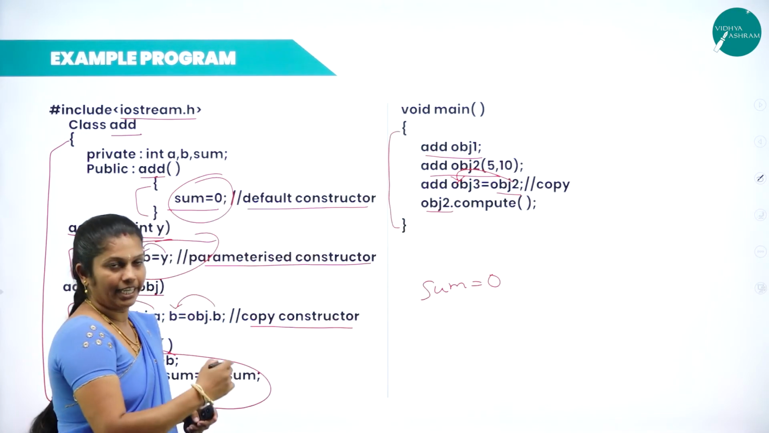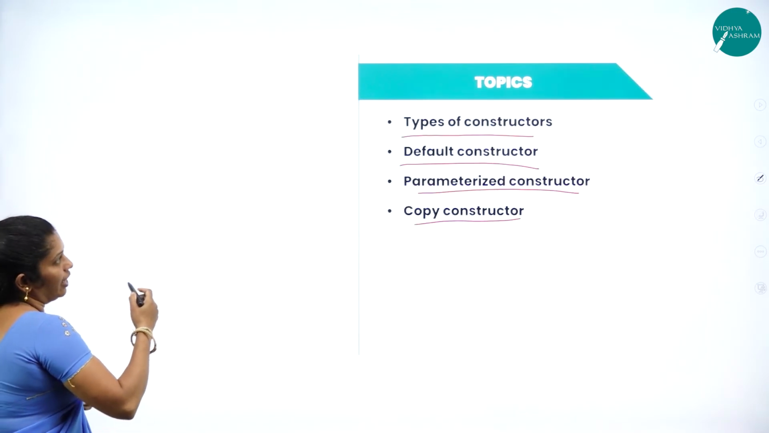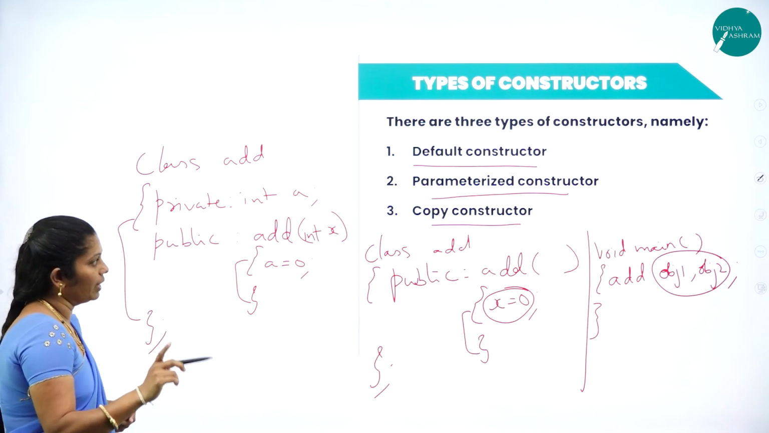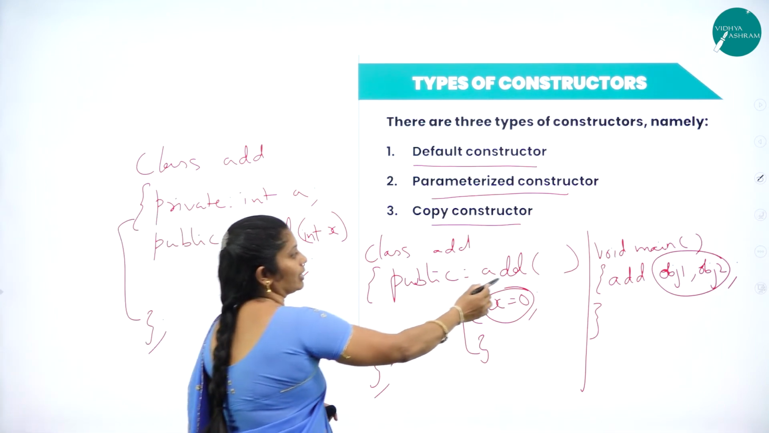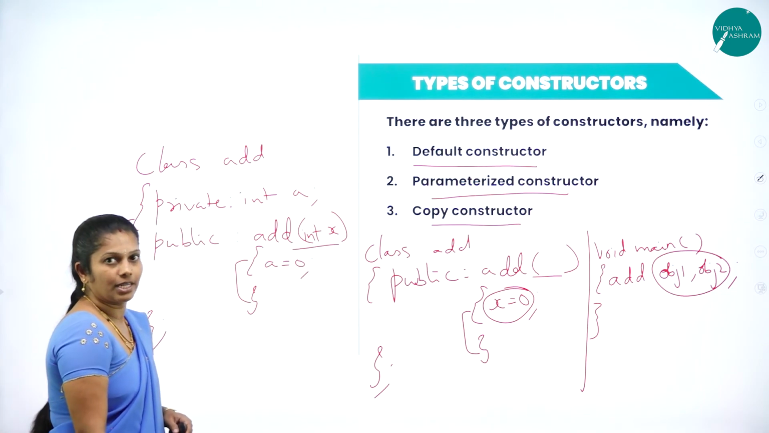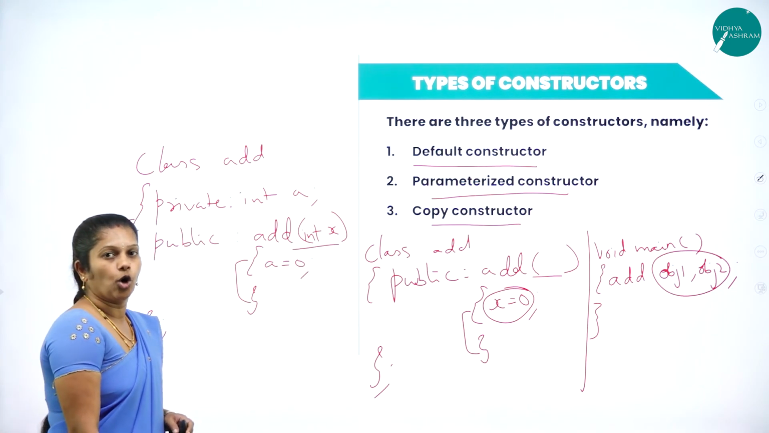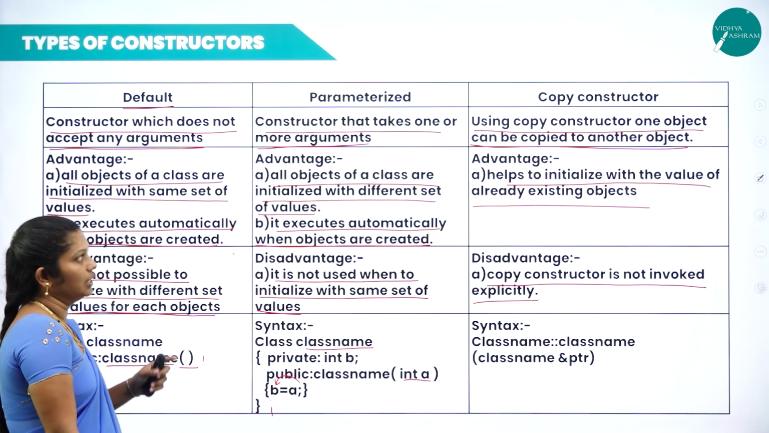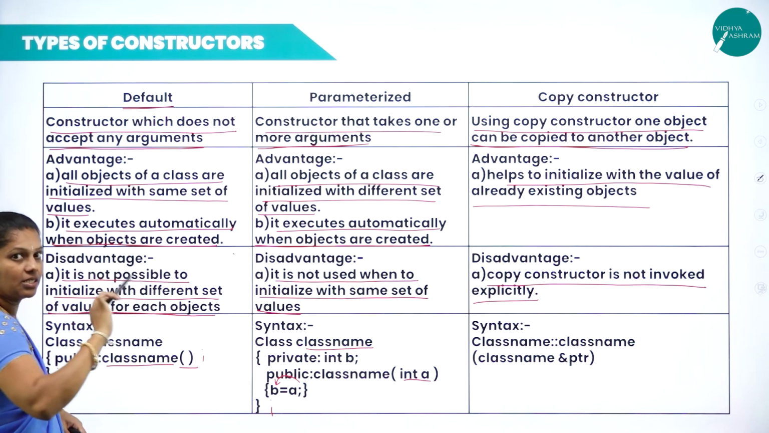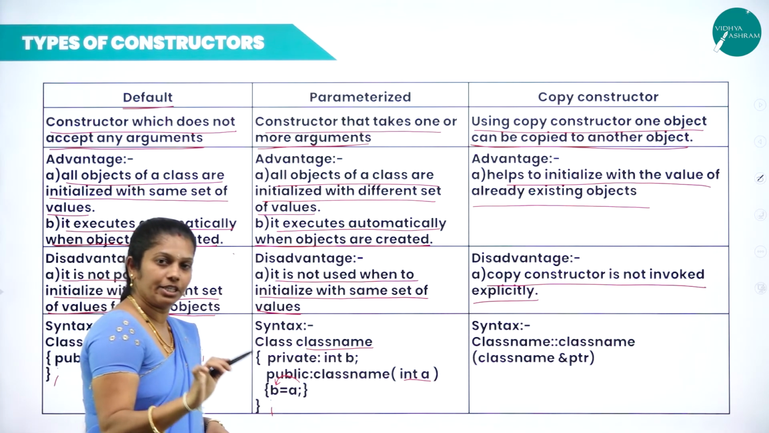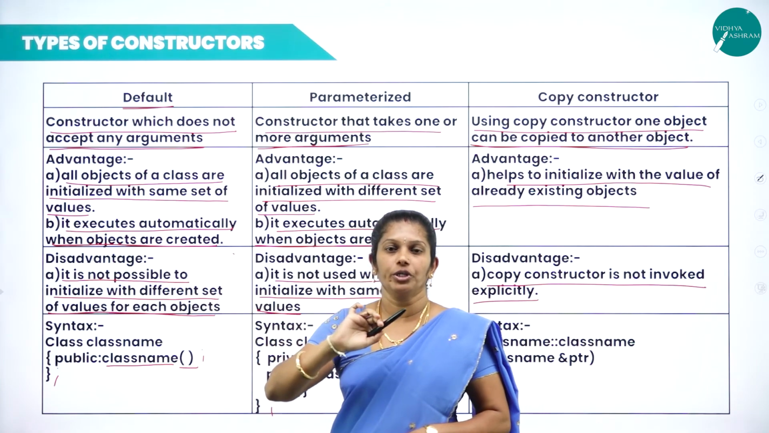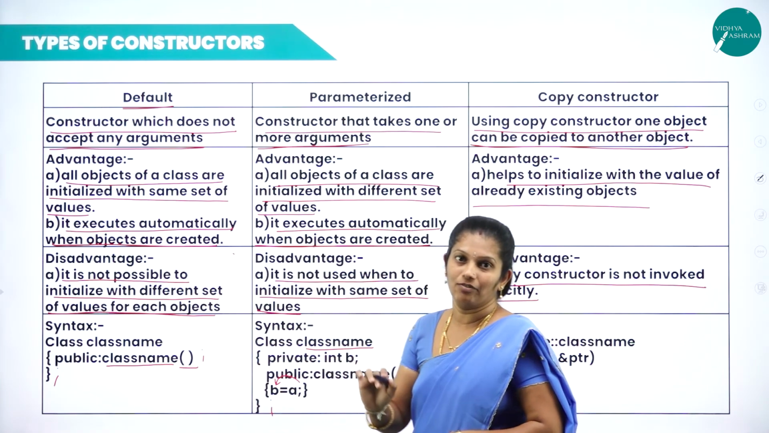Now, is it clear? Once again I am going to repeat all the things. Here if you observe, there are 3 types: default, parameterized, copy. Default does not contain any arguments, whereas parameterized contains arguments, whereas the copy constructor is used to copy from one object to another object. Then here it does not contain arguments. Advantages: all objects are initialized by the same set of values. Then disadvantages: for each object we are not able to give separate values.